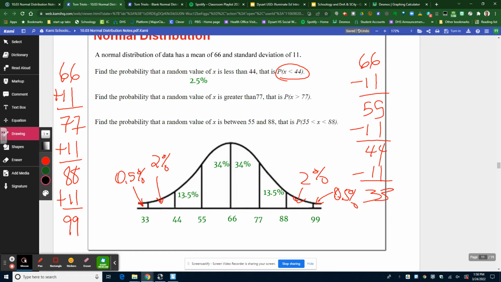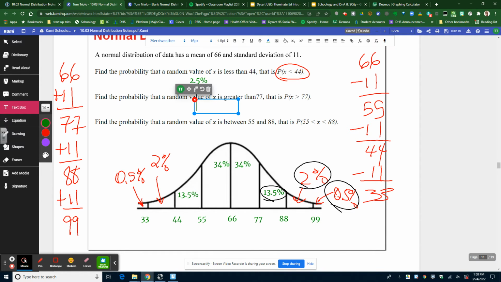So let's see. That's going to be the 13.5 and the 2 and the 0.5. So 13.5 plus 2 is 15.5. And then plus another half is 16.